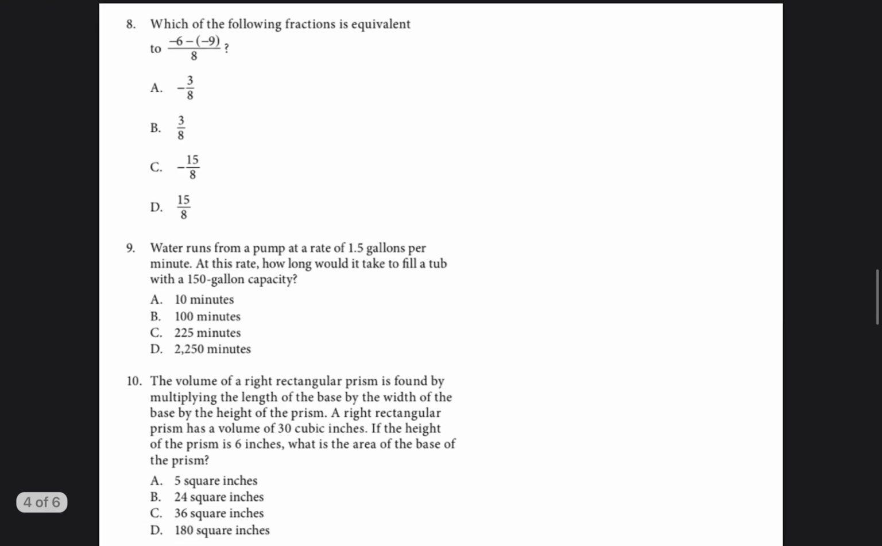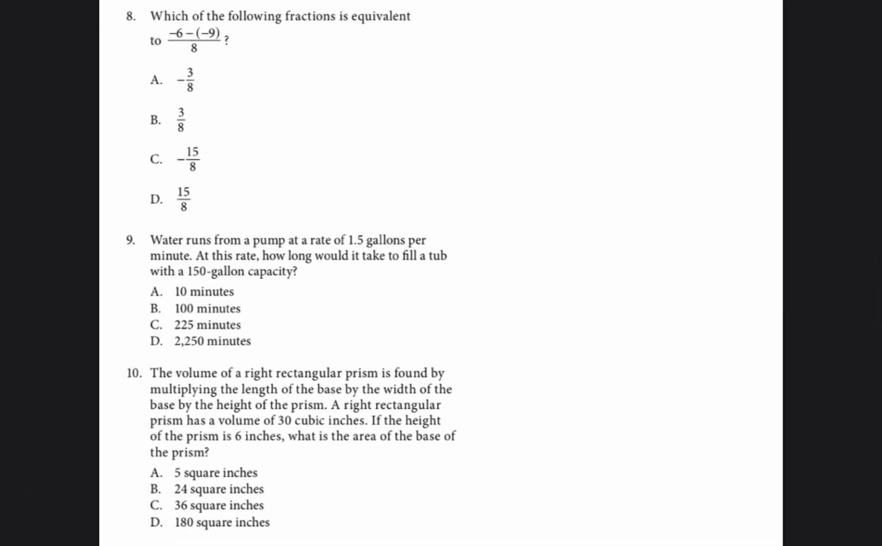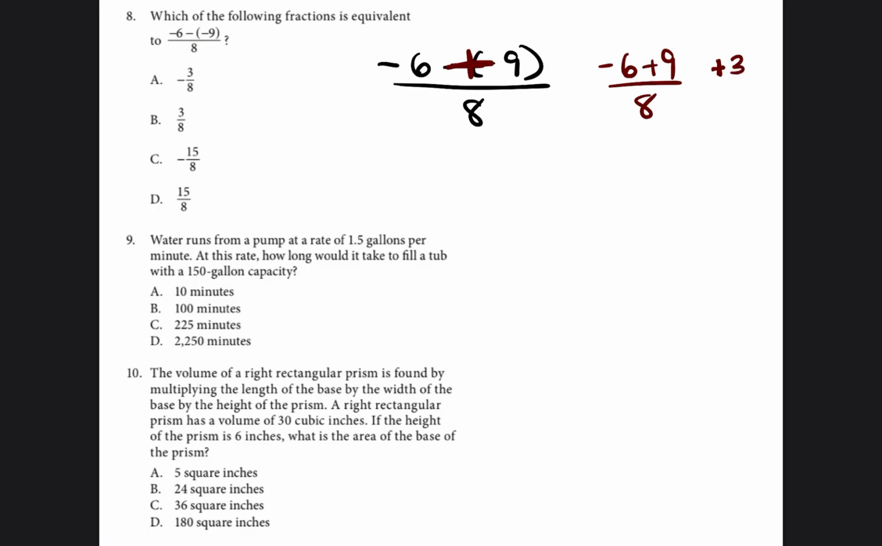Okay, so which of the following fractions is equivalent? So we're going to go ahead: -6 minus -9 over 8. These two negatives together become a plus. So it would be -6 plus 9 over 8. -6 plus 9, the 9 is larger, so the answer is also going to be positive, like the 9. And it's larger by 3, so it's going to be positive 3 over 8. So the answer is B.